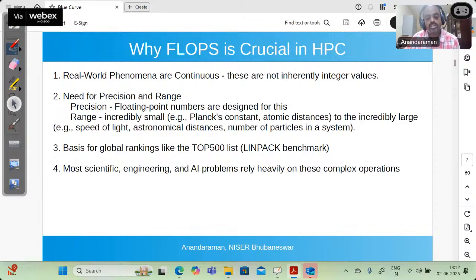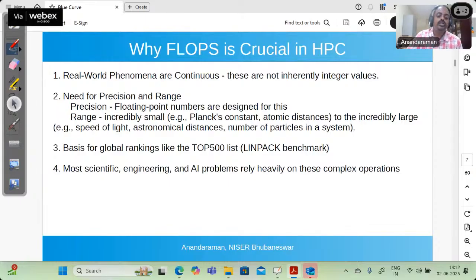To represent the smallest number, you have to use floating point, not integer. For the biggest number also, you have to use a floating point number. Basically, we need floating point numbers to represent scientific quantities, temperature, pressure, whatever it is. And when you represent numbers as floating point, your calculations also should be in floating point. How many floating point operations per second you can do determines the power of an HPC, a high performance computer.